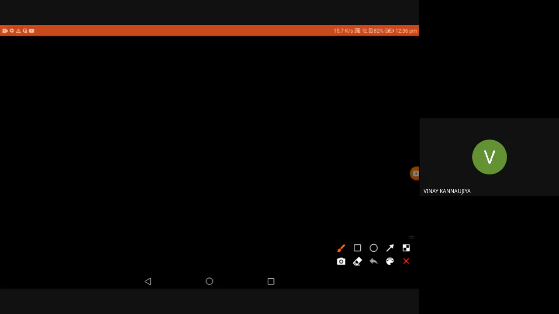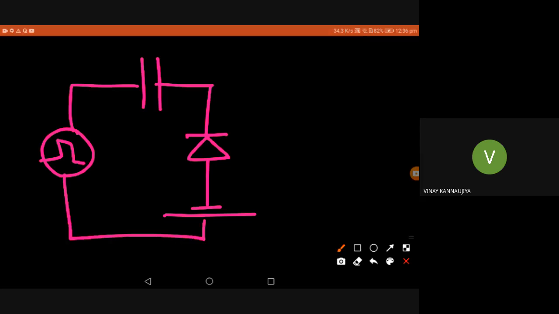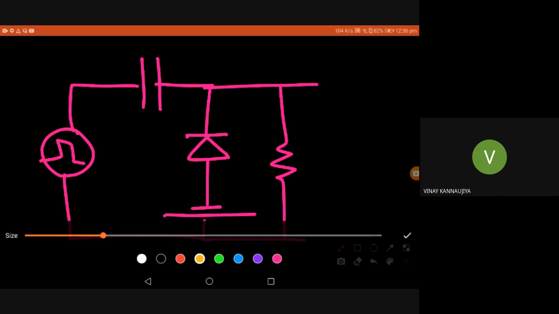Okay, so the negative cycle was: we have this input and we have a capacitor, and my diode was connected like this, and my battery voltage was like this. And the output is V0.